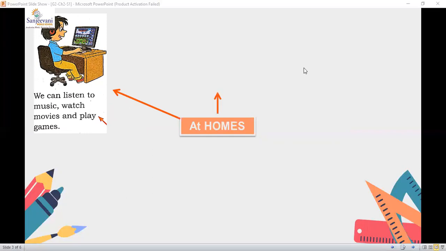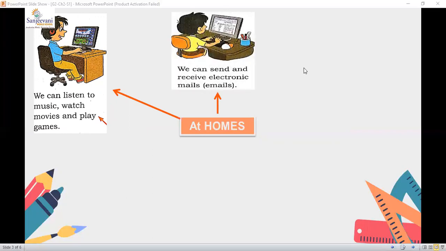The next use of a computer is we can send and receive electronic mails. Now, what is an electronic mail? Yes, nowadays you send your homework to your teachers through emails, right? So, the emails are called as electronic mails. You send the emails from your computer.